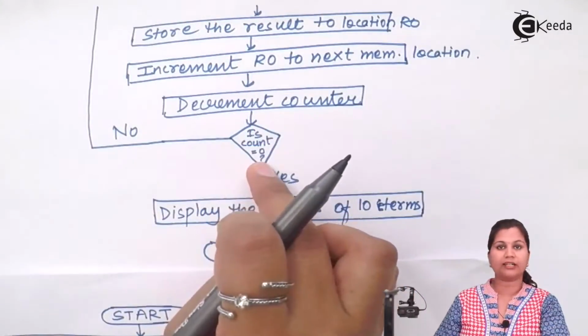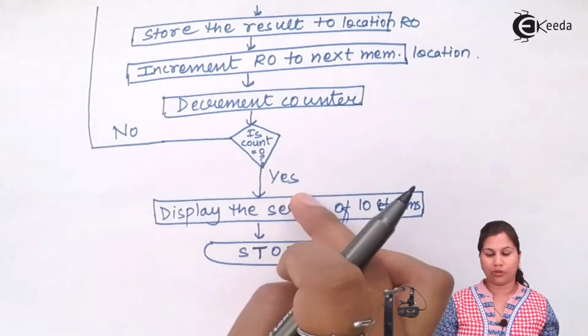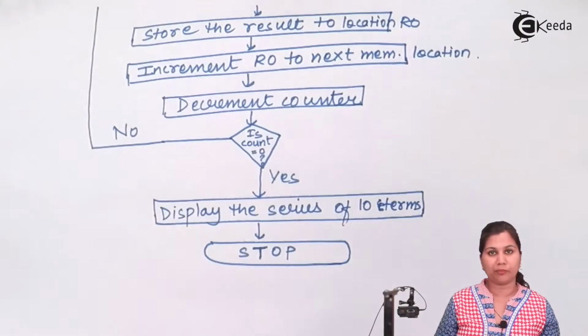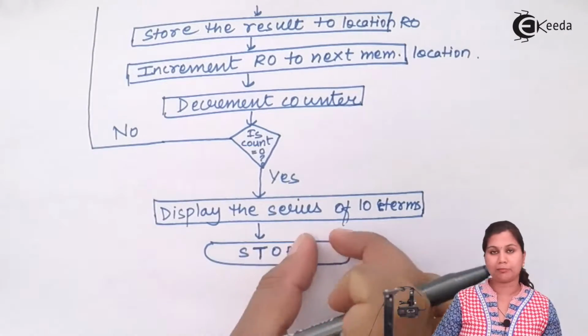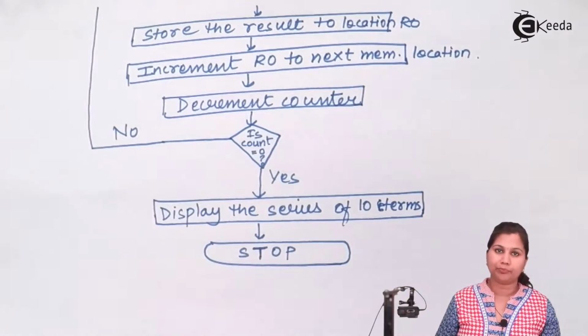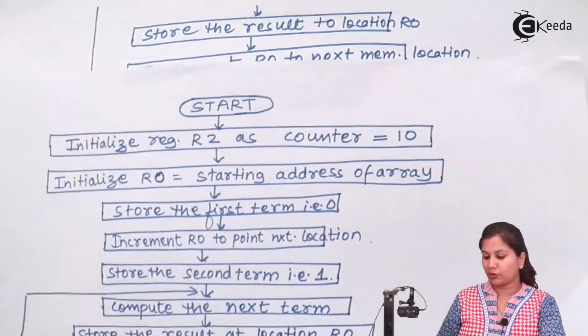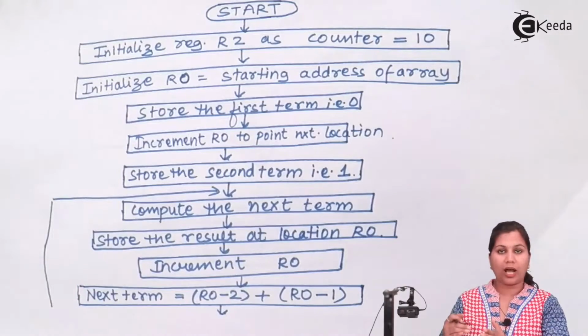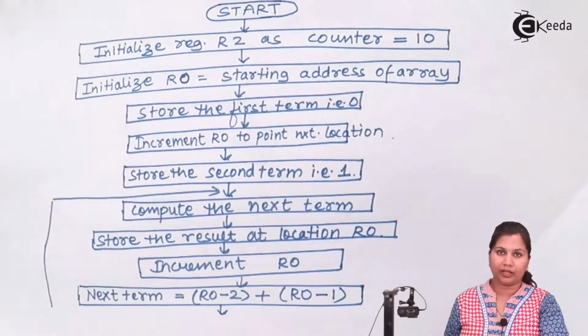then again check whether the count is 0 or not. If it is 0, when it becomes 0, you have got the Fibonacci series of n terms, display that series and end the program. So this flow chart shows us how the instructions, or how the program, is going to run.